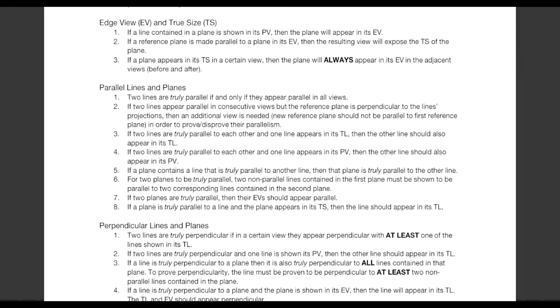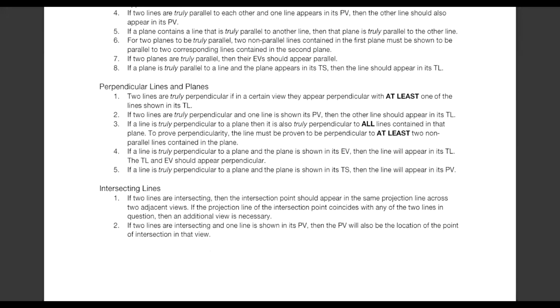This is what I mentioned earlier, and so on and so on. I've noted that there are words here like "truly" and words like "appears", to differentiate apparent parallelism versus true parallelism. And for perpendicular lines, I've also gathered a few observations and notes, and you can just read on them on your own. Hopefully this will help you.